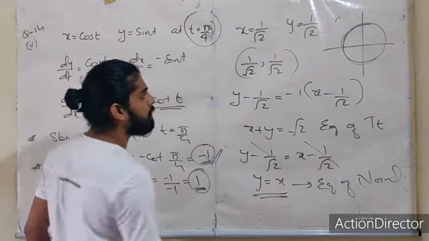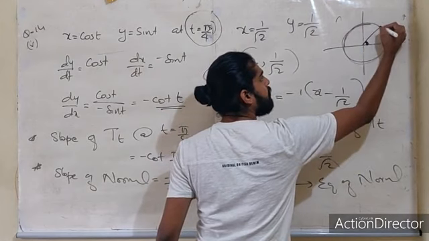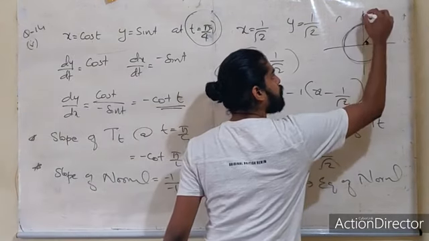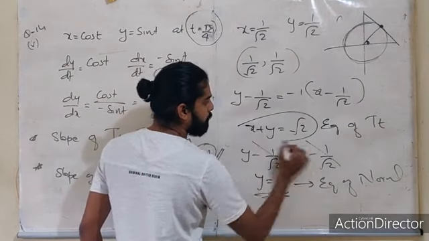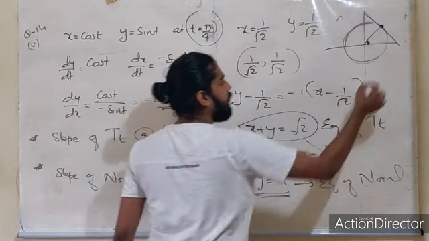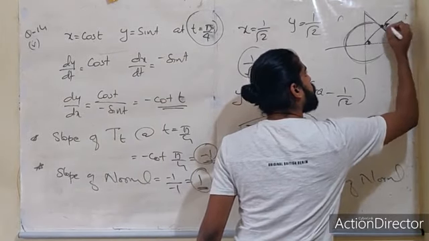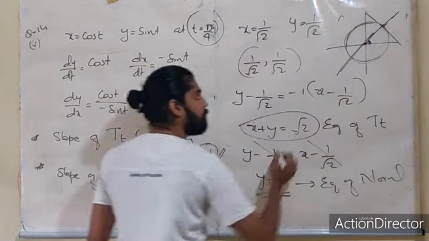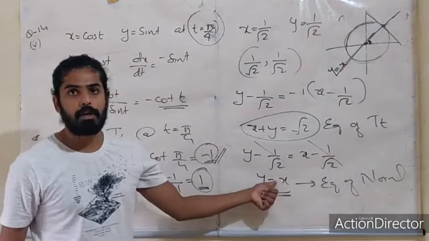At t equal to pi by 4, this is the angle t, and it represents this point. So we just found the equation of this tangent, x plus y equal to root 2. The equation of normal means a line perpendicular to the tangent through this point of contact. So we found the equation of this normal. This passes through the origin. The equation of this normal is y equal to x. We just found it.